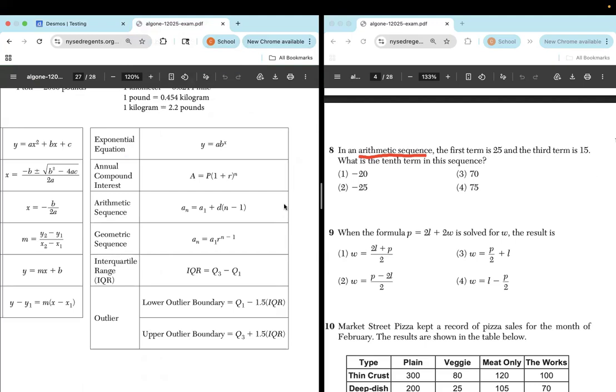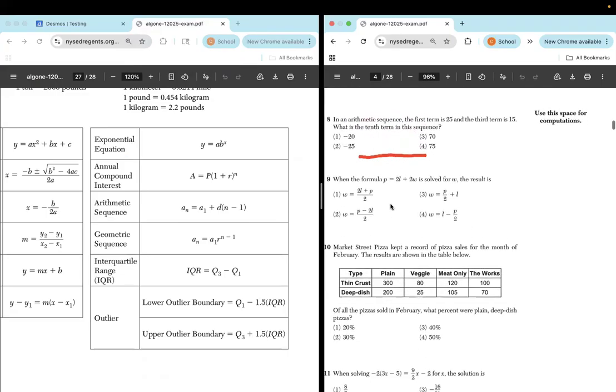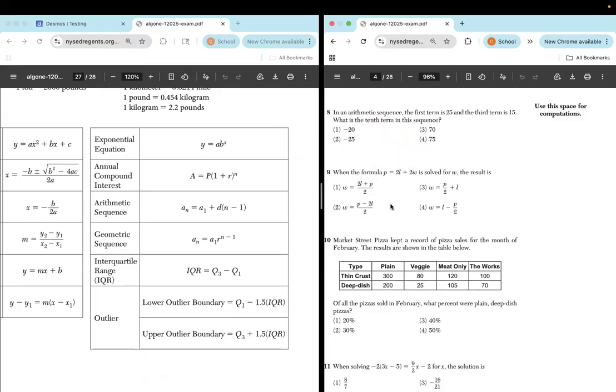So in an arithmetic sequence, the first term is 25 and the third term is 15. What is the 10th term in the sequence? Okay, so let's look at our arithmetic sequence formula. We may want to use it for this question. So what do we know about the sequence? Well, we know the first term is 25. We don't know the second term, but we do know the third term. So I know the first term is 25, I don't know the second one, the third one is 15.